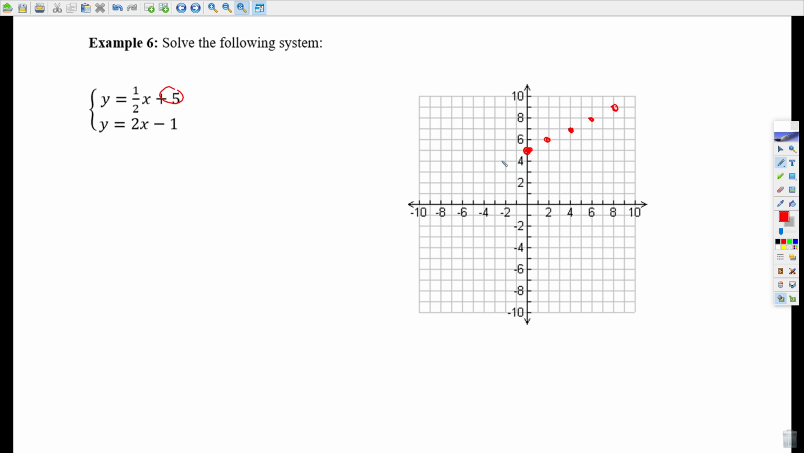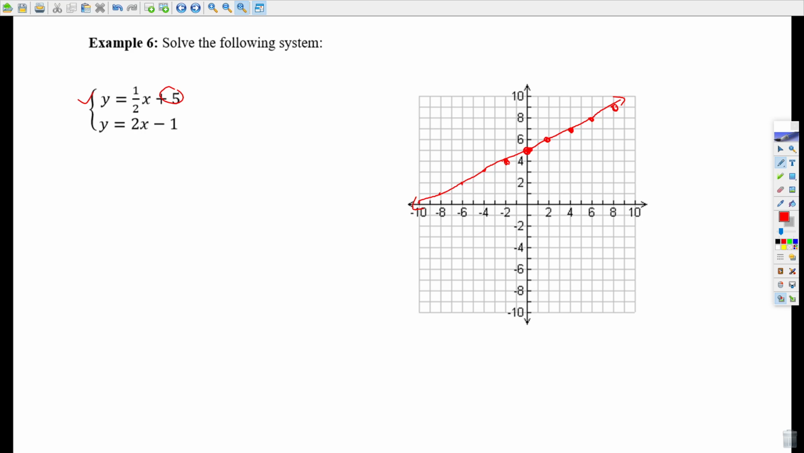Or you can go down 1 over 2. Down 1 over 2. It's probably best to just put a couple points and then use a ruler so you can actually see where they might intersect if they do. And I can't draw it straight, so I'm just going to try my best. There we go. So that takes care of the first one.